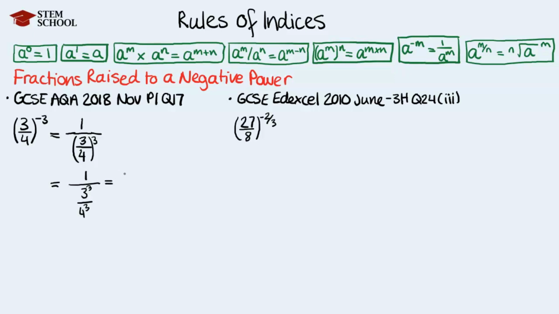So we just work each of these out. It'll be 1 all over, 3 cubed is 27, all over 64, okay? Now, when you get this kind of scenario where you have 1 all over a fraction, you just have to think, I can flip this, so the answer will be 64 over 27, okay?